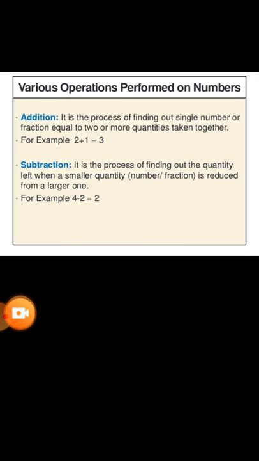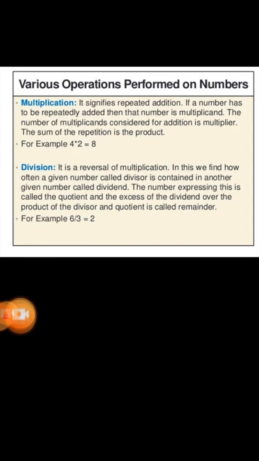Various operations performed on numbers. Addition: it is a process of finding out a single number or fraction equal to two or more quantities taken together. For example, 2 plus 1 is equal to 3. Next, we discuss subtraction. It is a process of finding out the quantity left when a smaller quantity is reduced from a larger one. For example, 4 minus 2 is equal to 2.